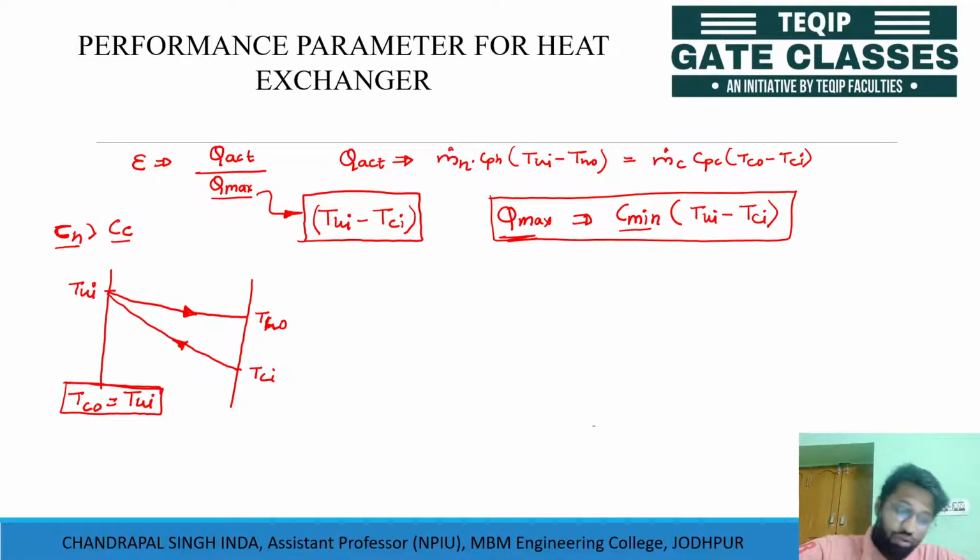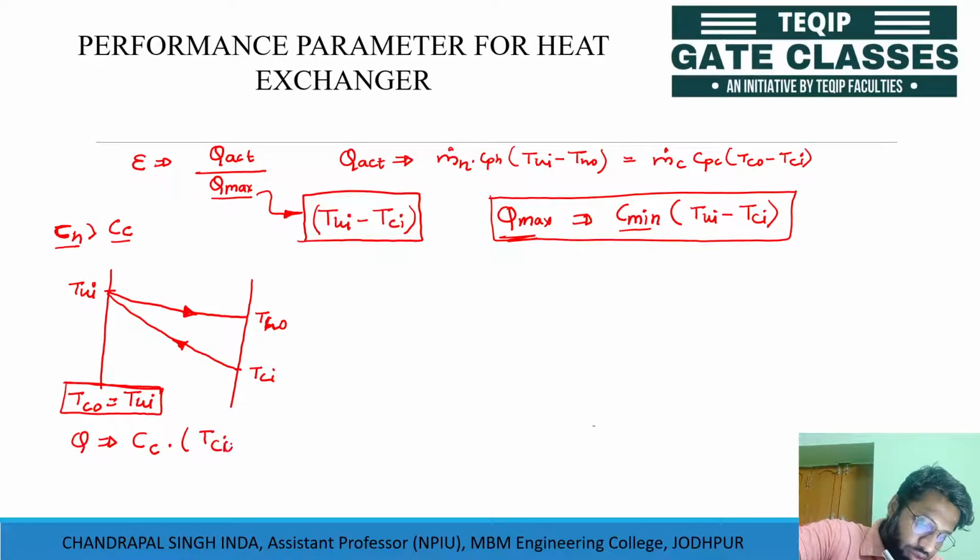So we can find the value of Q for the cold fluid, that will be equal to Cc into the temperature difference of the cold fluid, T cold outlet minus T cold inlet. Here we have that the temperature of the cold fluid outlet is equal to the T hot inlet. So we have that Q max is equal to Cc multiplied by T hot inlet minus T cold inlet.